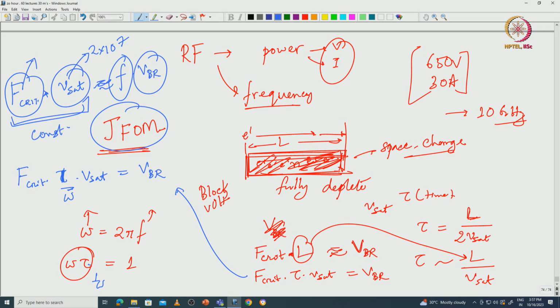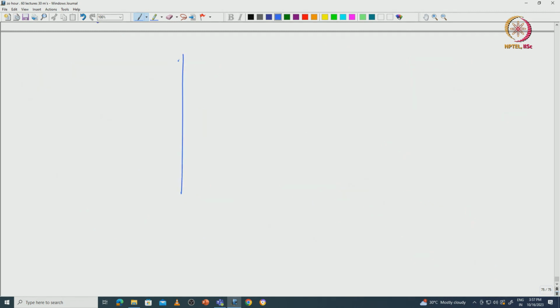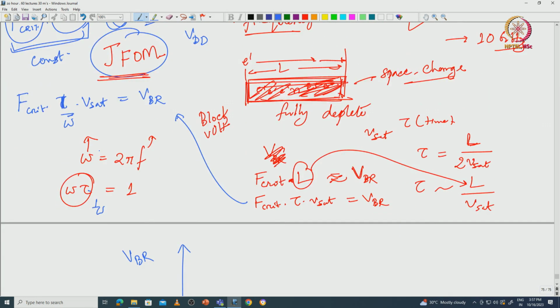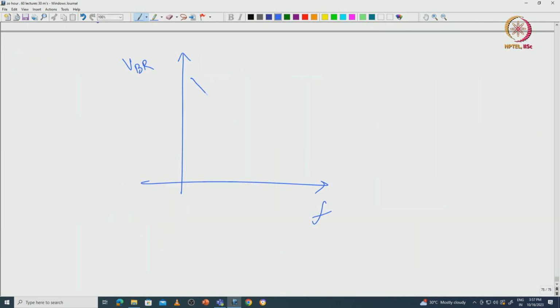A higher Johnson figure of merit means higher RF performance: the frequency times the breakdown voltage, which means for a given breakdown voltage, or for a given drain bias, you can go to higher frequencies in gallium nitride. If you plot this, with the breakdown voltage on one axis and the frequency on the other, the product comes out like that. So this is your f times V BR. It is something like that.